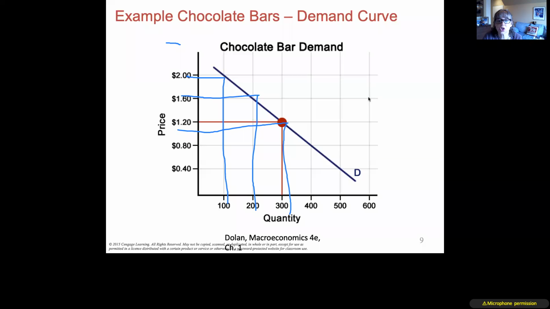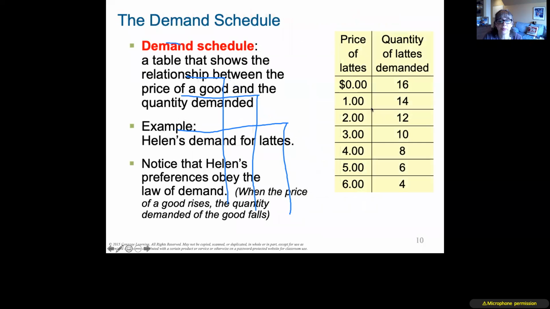So you have a demand chart and you have a demand curve. The demand schedule is what we just looked at, right? And the demand schedule is basically the demand chart. It's a table that shows the relationship between the price of the good and the quantity demanded. So in this particular example, we've got Helen, and she has a demand for lattes. So depending on the price, Helen's going to demand a different quantity of lattes.